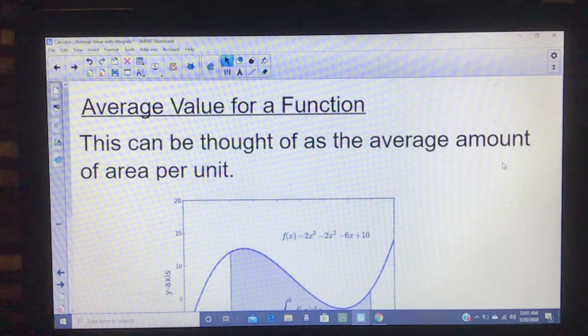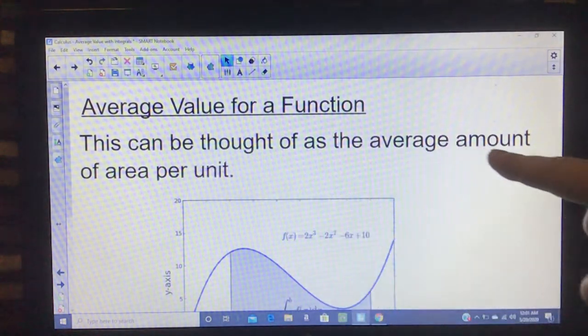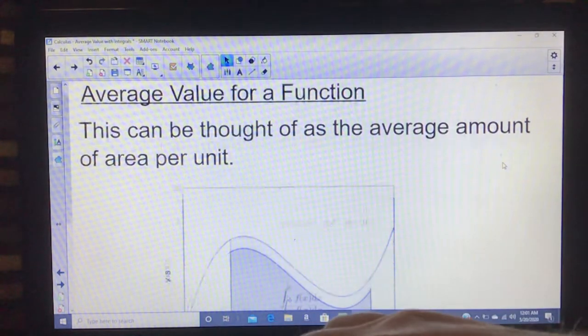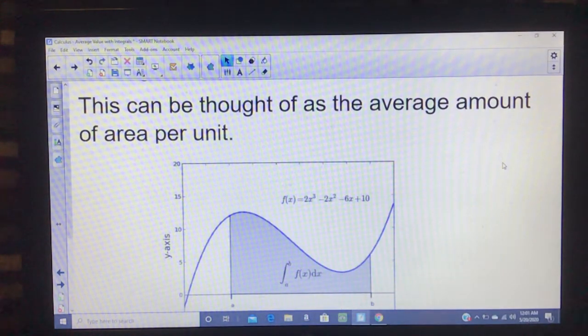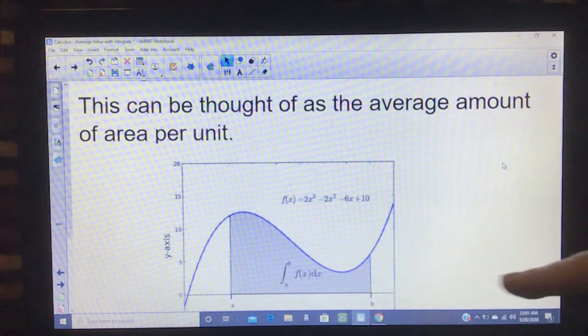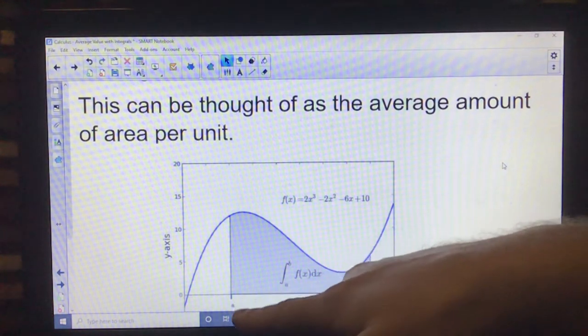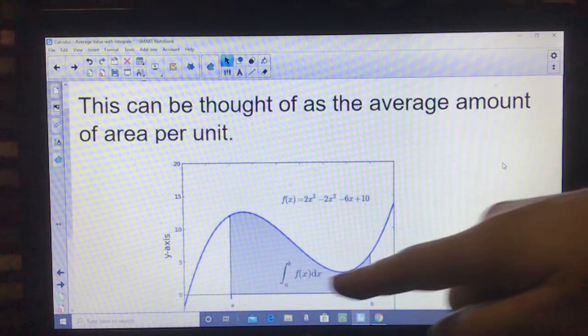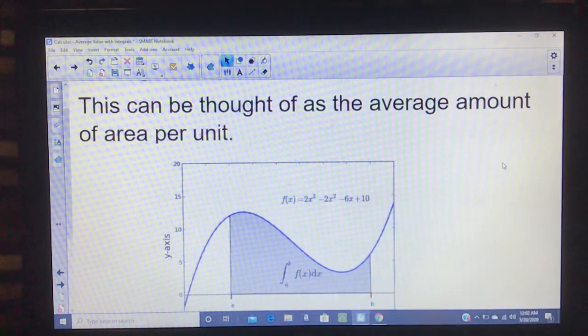Now in a continuous function, like we're going to look at below, the way we're going to think of that average output is that it's the average amount of area per unit. So basically we can find the total amount of area and then just divide it by the number of x units that we've crossed. So if we were looking at this example, this is a continuous function, a polynomial. If I wanted the average value on this interval, let's give these numbers. Let's say it's 2 to 10, just making those up because they have them labeled as A to B.